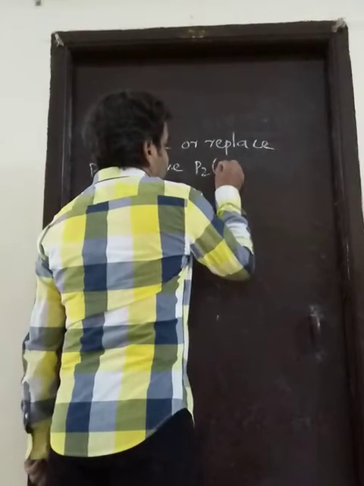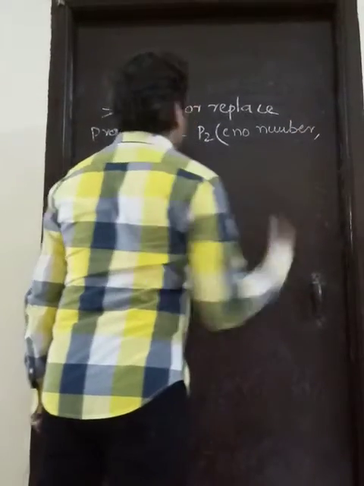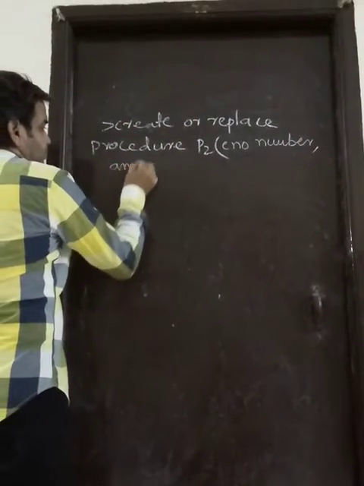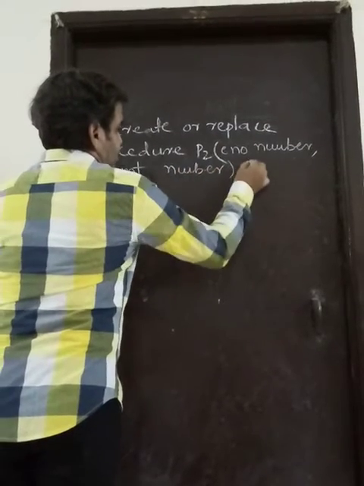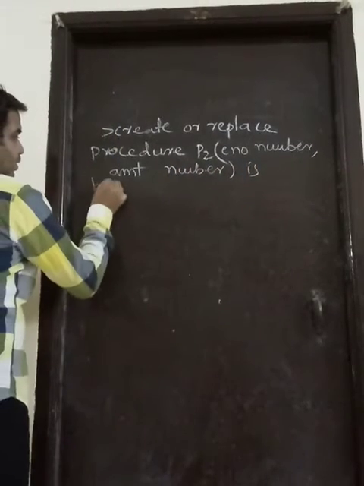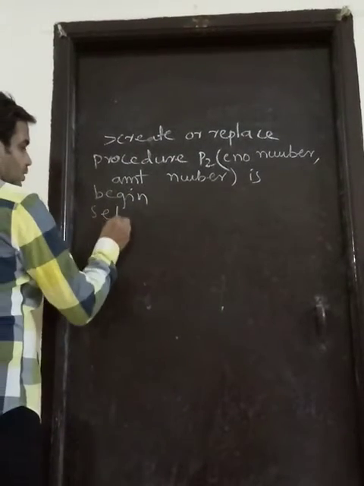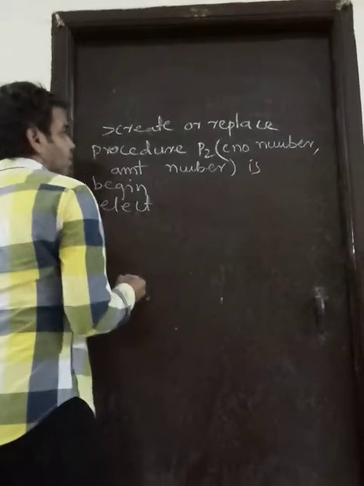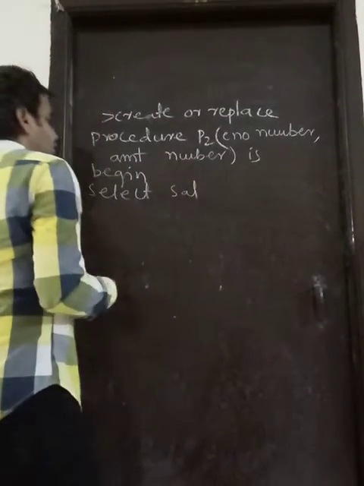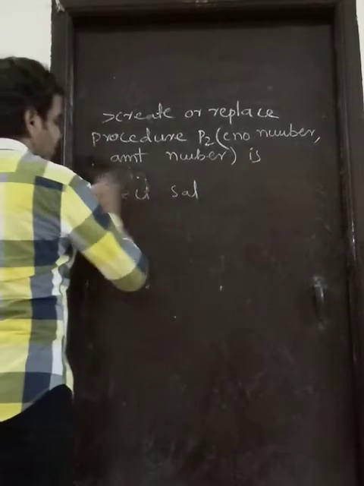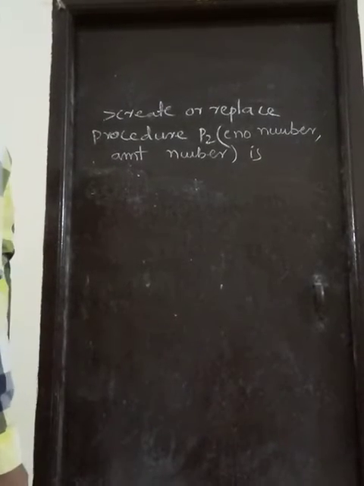So here I am taking E number as an employee number, then I am taking amount as a number, is, then begin. See, select salary, and we should take one column also, salary column. Just we are adding, okay.